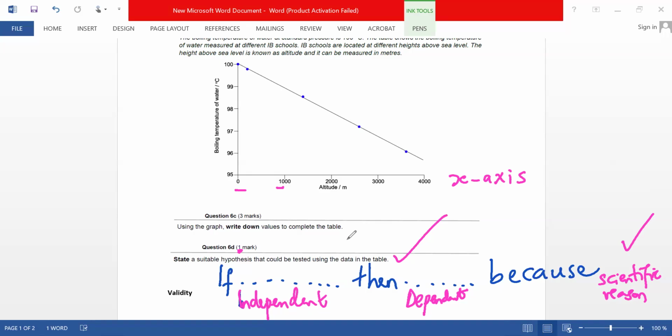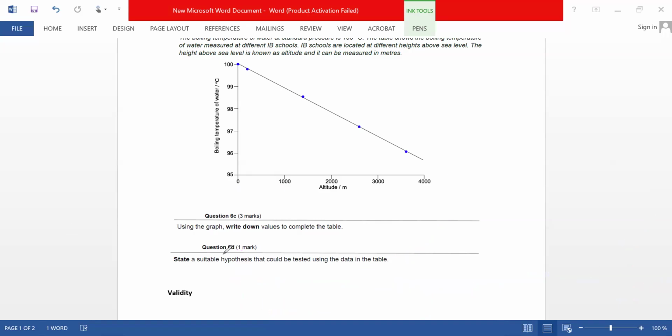Okay, that's how we normally write it. Then for the clue, you can always know if they put 1 mark, then they want to focus on the scientific reason. But if you can put it there, better.